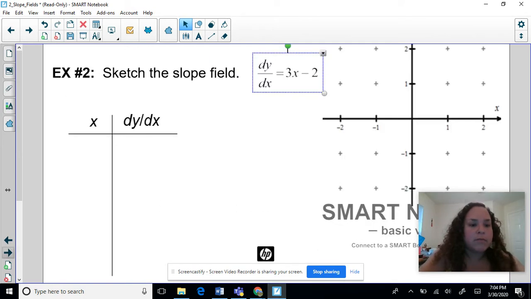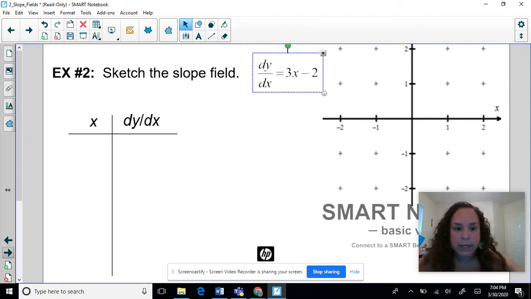So here, if we take a look at this example, it says sketch the slope field for the equation dy over dx equals 3x minus 2. Now, dy over dx, remember, is a derivative. And this table that I've made here is in terms of x, and dy dx, right? So what we're going to do is take a look at the slope field, it's the graph with the dots.